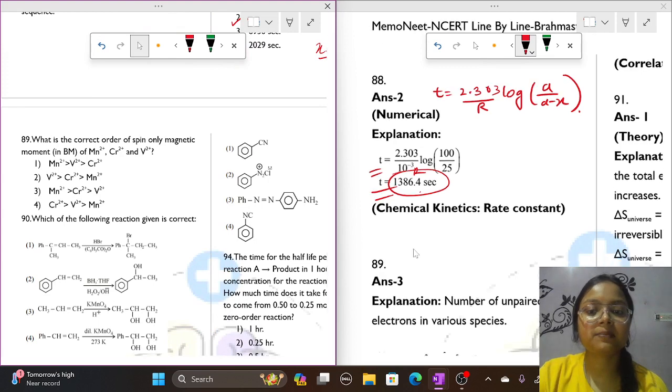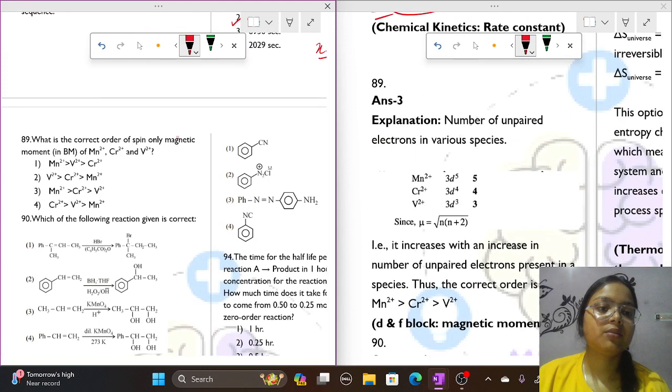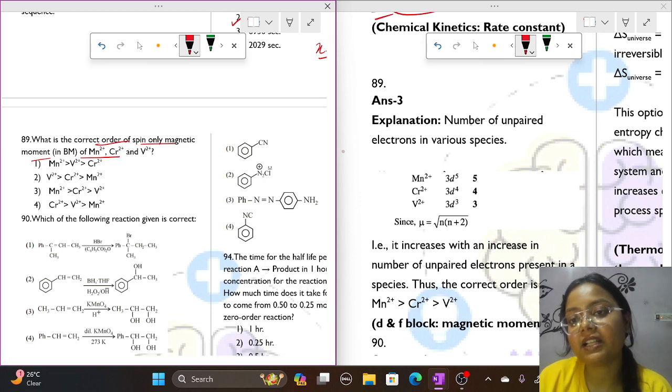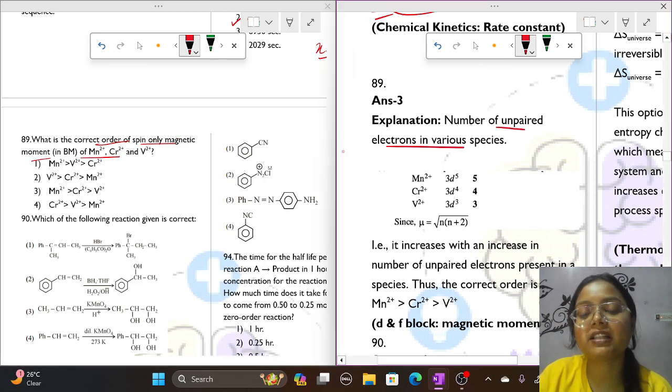Next is question number 89. What is the correct order of spin only magnetic moment? Spin only magnetic moment we have to find. So for this also we have to find the number of unpaired electrons. So let us find the number of unpaired electrons first.